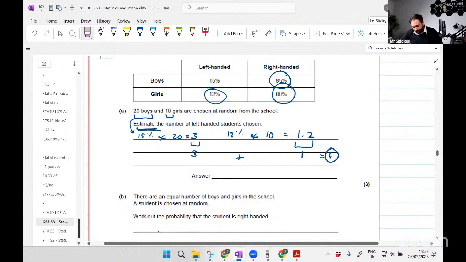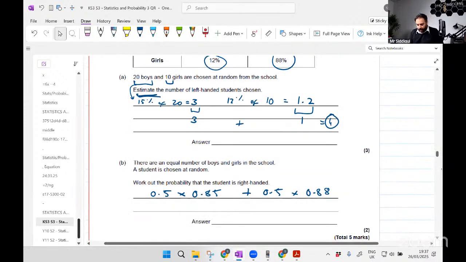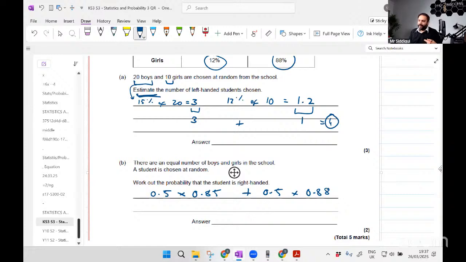No, I think it is actually 0.5 times 0.85 plus 0.5 times 0.88. Okay, I know that sounds more complicated than what I said earlier. But the reason for that is that firstly, what you need to do is figure out whether you're going to get a boy or a girl.